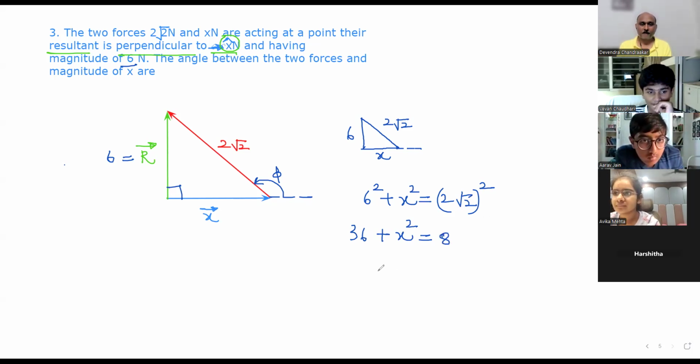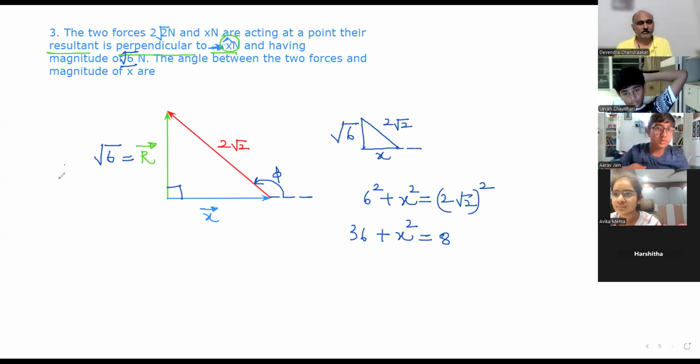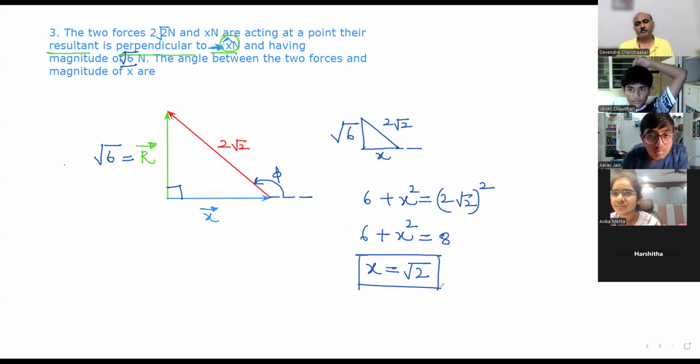Sir, it is root 6 Newton, not 6 Newton. हाँ, वही मैं सोचूं, कुछ तो गड़बड़ हो रही है यहाँ। This is root 6, so this will become 6. So what is the value of x now? Root 2. Arav, understood, beta?